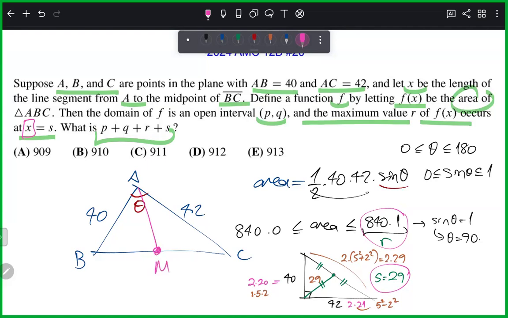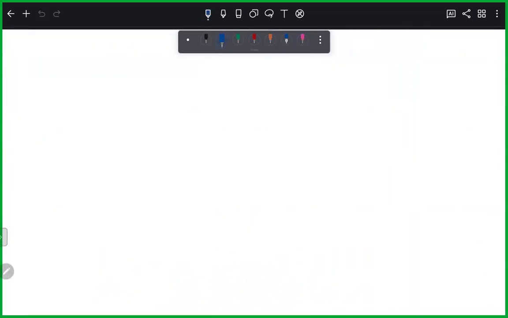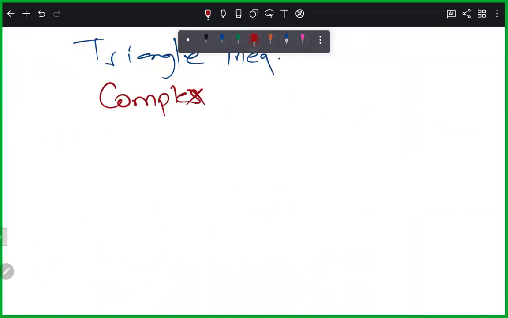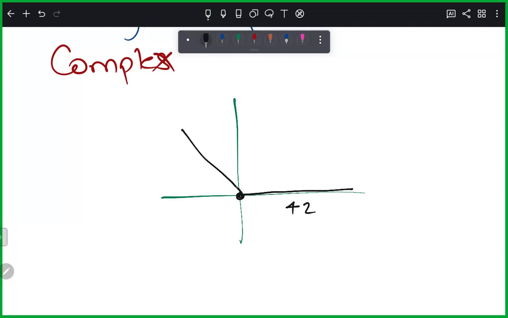And I would like to use the complex plane to work it. We can use the triangle inequality, which is okay, but I'm going to use complex numbers to solve this problem or to find the domain. So I'm going to assume that these sides are on the complex plane. So let this be 42. The other has length 40. So this is angle theta. And then these are two complex numbers.